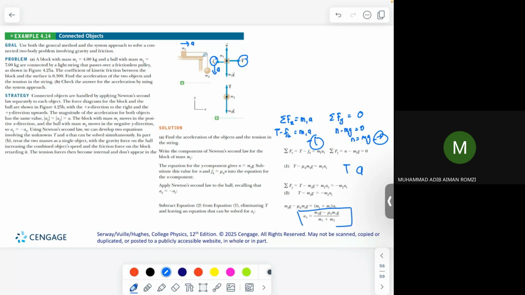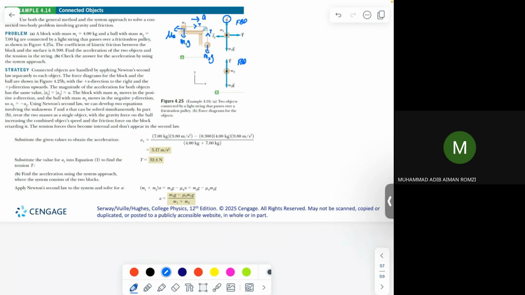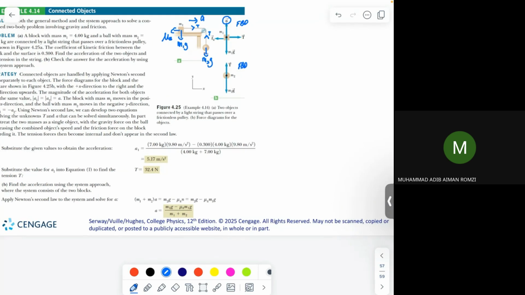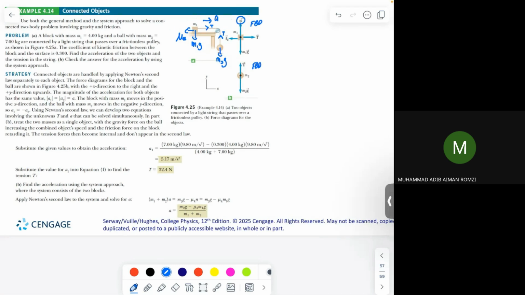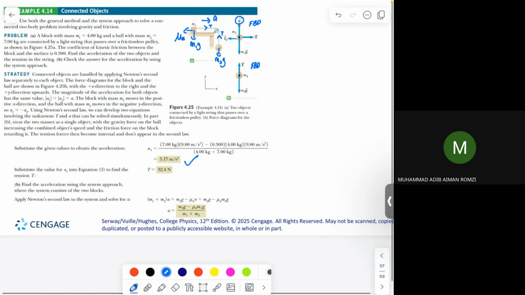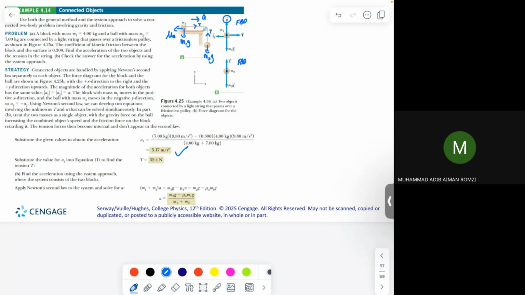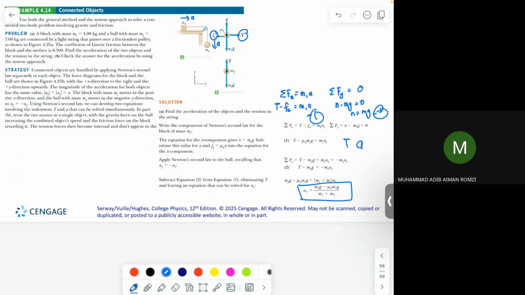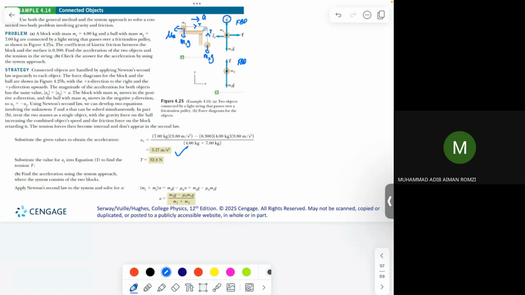So this one is given by A equals m2g over the total mass. But don't just memorize the equation; you need to derive the equations. You first get the acceleration, A equals 5.17, and then you can replace the acceleration value into one of those equations. So here, T is equivalent to 32.4 newtons.